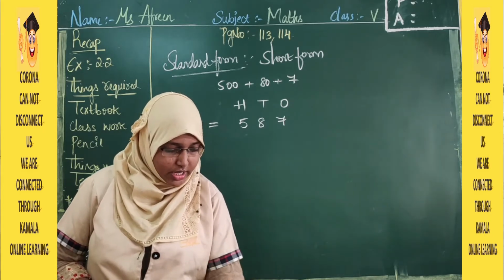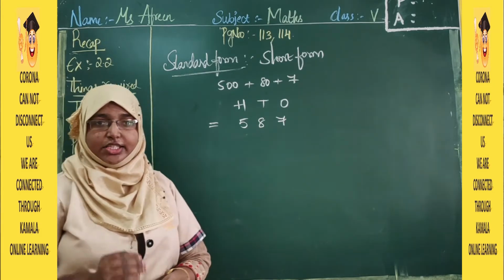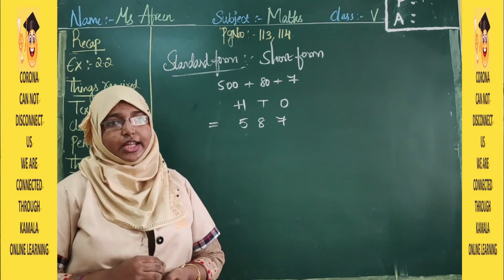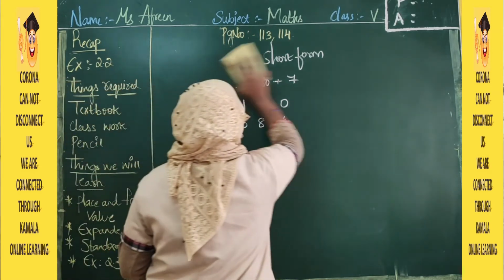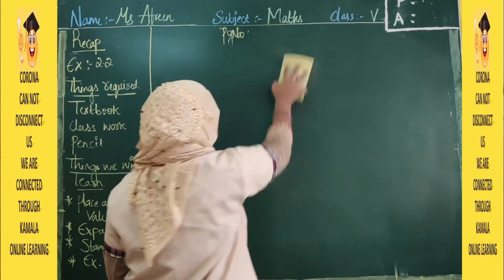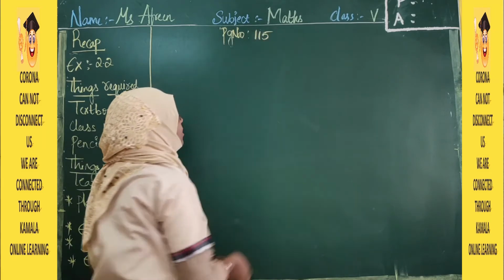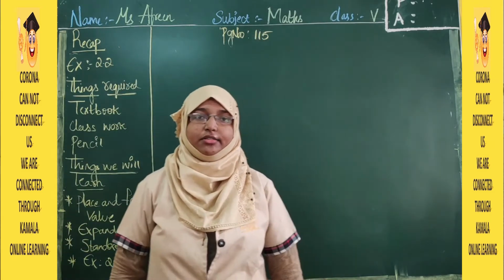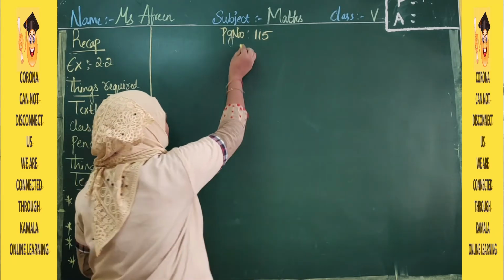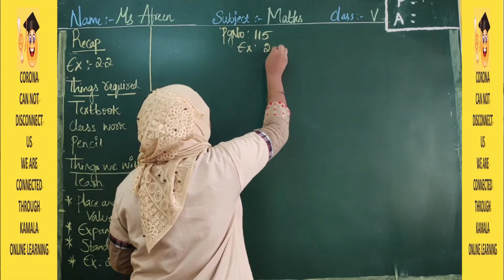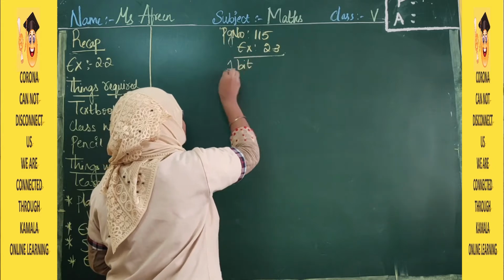Now let us move to our exercise 2.3. Before going ahead, I request everyone to open your classworks, take your pencils and be ready. Okay. So open page number 115. Exercise 2.3. First bit.